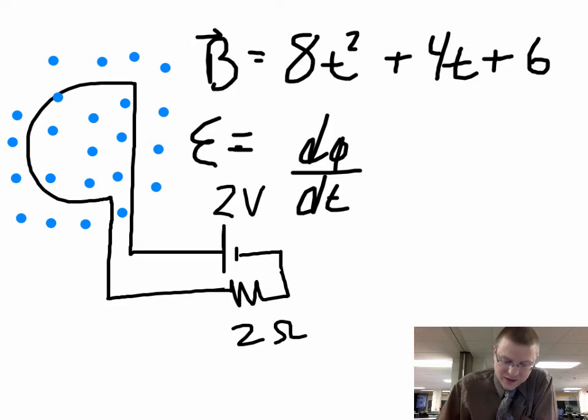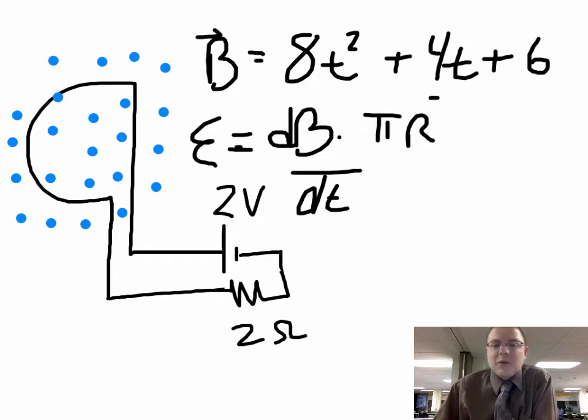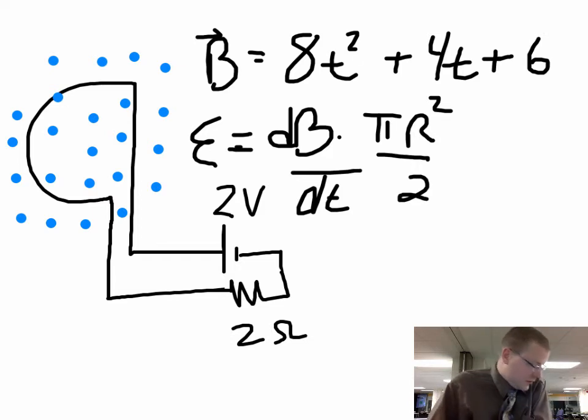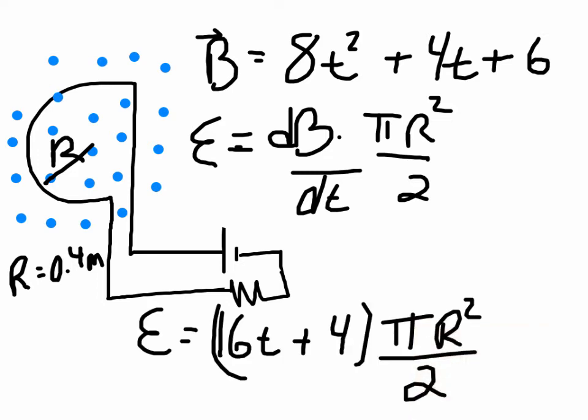Well, flux is magnetic field times area, and the area is not changing in this loop, so the magnetic field must be changing. So we're going to have to take the derivative, dB dt, and multiply by the area. The area is going to be pi r squared, but it's going to be half of that since we're just dealing with a semicircular loop. So taking the derivative of the magnetic field gives me this: 16t plus 4, times pi r squared over 2.